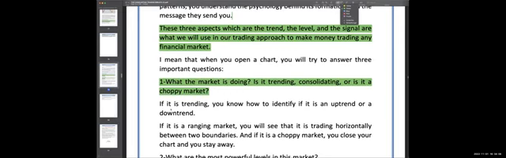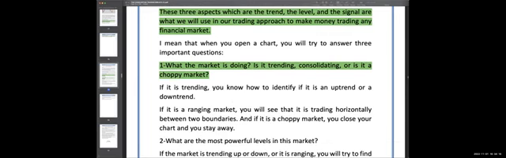Okay. If it is trending, you know how to identify if it is in an uptrend or in a downtrend. If it is a ranging market, you will see that it is trading horizontally between two boundaries. And if it's a choppy market, you close your chart and you stay away.